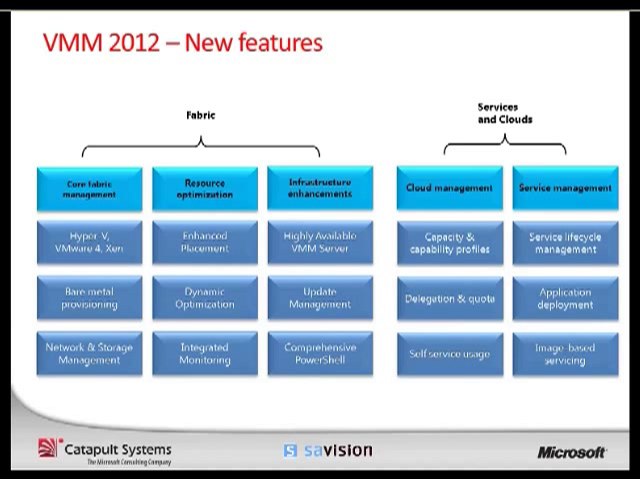This system becomes a private cloud inside of VMM that can abstract host, storage, networking into a unified pool of computing resources. Add to this the ability to use Server App-V to deploy applications to VMM, as well as SQL Server profiles to deploy customized database servers, along with dynamic power and optimization features. As you can see, they kind of categorize the new features. We have Fabric and Services. We're going to go over Core Fabric Management, Resource Optimization, Infrastructure Enhancement, Cloud Management, and Service Management.